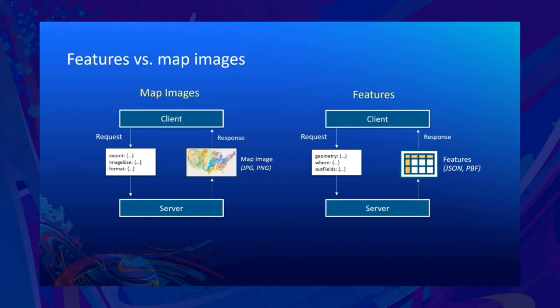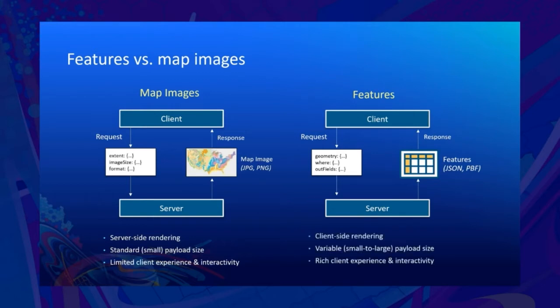So keep these two terms in mind. But to really think about these two ways of doing it, one is server-side rendering. Those map images, the server is doing all of the work. You have a very small payload going back to the client. Those PNGs and JPEGs are typically no more than a few tens of kilobytes. Sometimes you might see hundreds of kilobytes. But the limitation is that client experience and the interactivity really isn't very high.